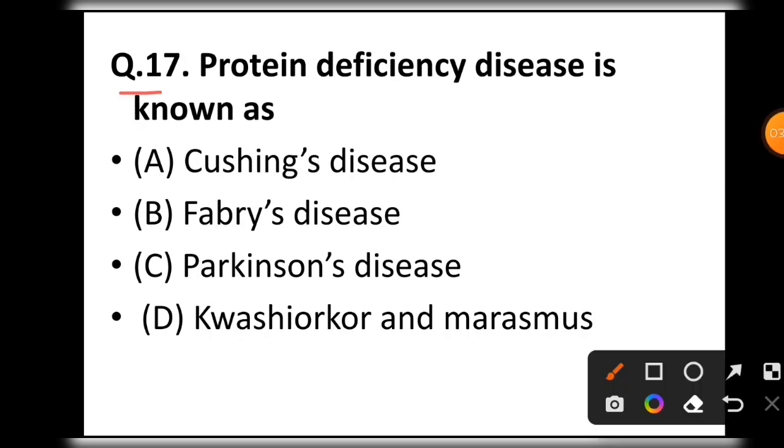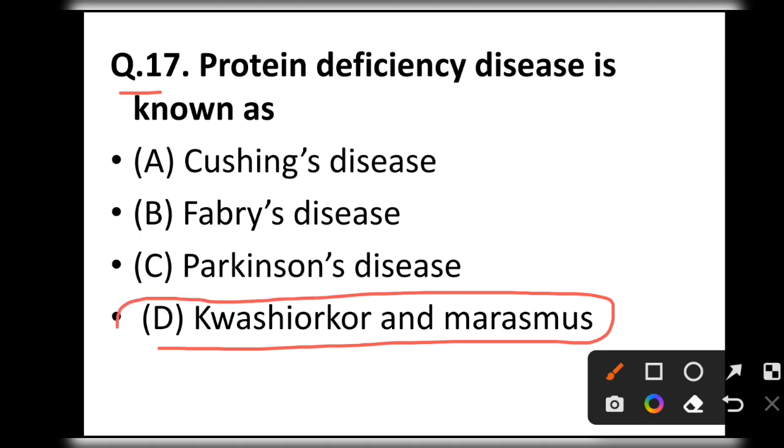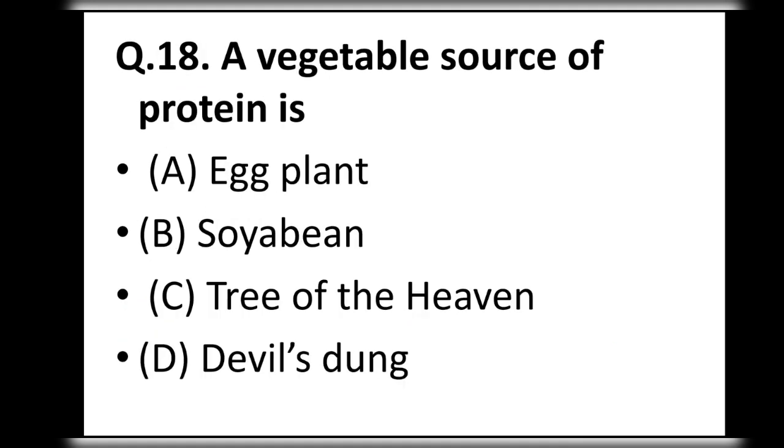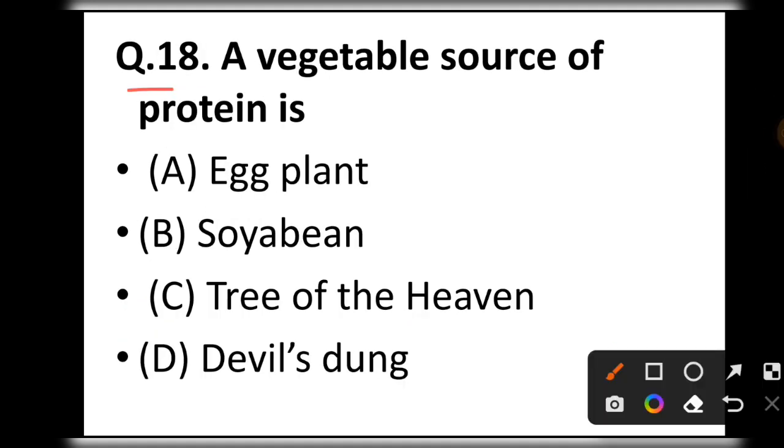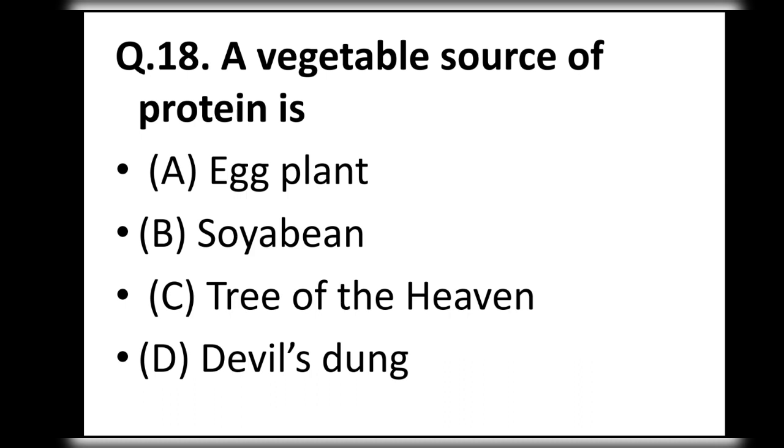Question 17. Protein deficiency disease is known as. Correct answer is option D. Kwashiorkor and Marasmus. Question 18. A vegetable source of protein is. Correct answer is option B. Soyabean is the vegetable source of protein.